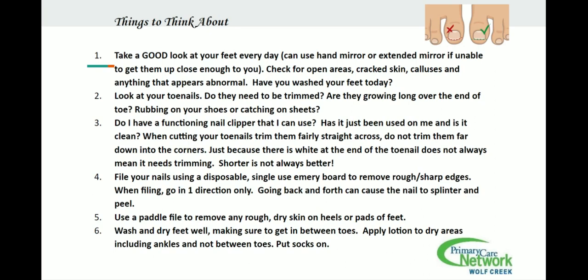When cutting your toenails, trim them fairly straight across. Do not trim them far down into the corners. And just because there is white at the end of the toenail does not always mean it needs trimming. Shorter is not always better. A lot of people are notorious for cutting their nails too short. You can file your nails using a disposable single-use emery board to remove the rough, sharp edges. And when you file, go in one direction only. Going back and forth can cause the nail to splinter and peel.